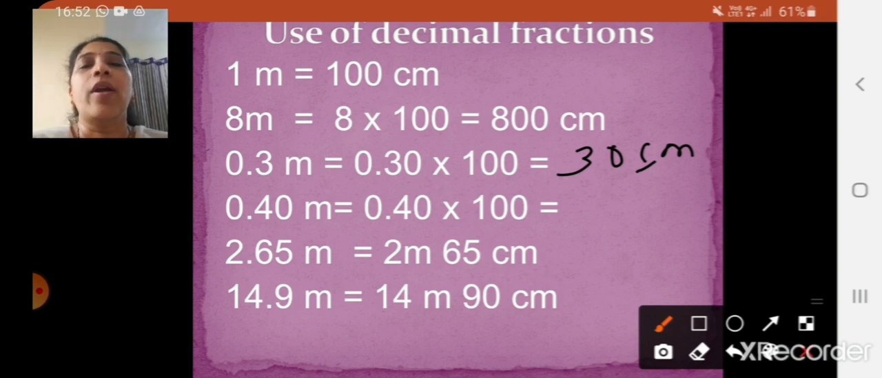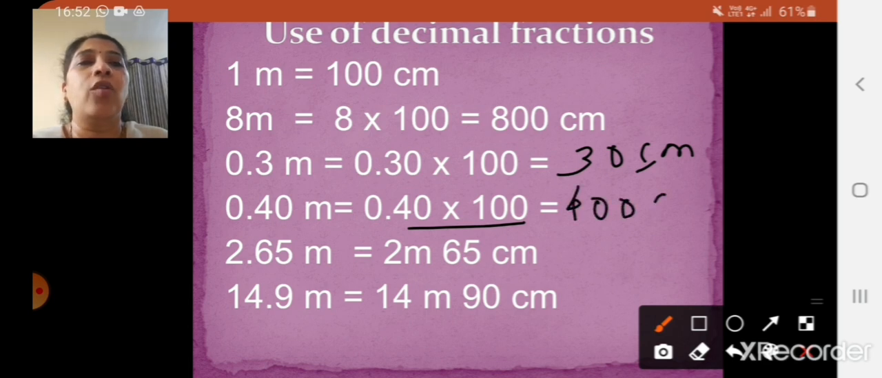Now next one is 0.40 meter, right? So again 0.40 meter, again you have to find out the centimeter. So what will you do? 0.40 into 100. Now again, forget about the decimal point. Just think about 40 into 100. So 40 into 100, how much do you get? You get 4000.